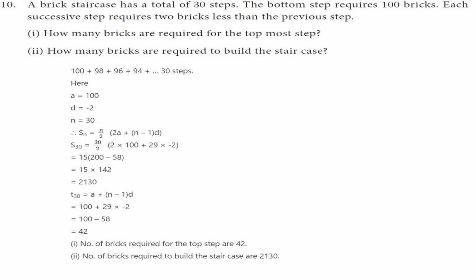And T30 equal to a plus (n minus 1) into d. That is 100 plus 29 into minus 2, 100 minus 58 equal to 42. So first answer, the number of bricks required for the top step is 42. The number of bricks required to build the staircase is 2130.